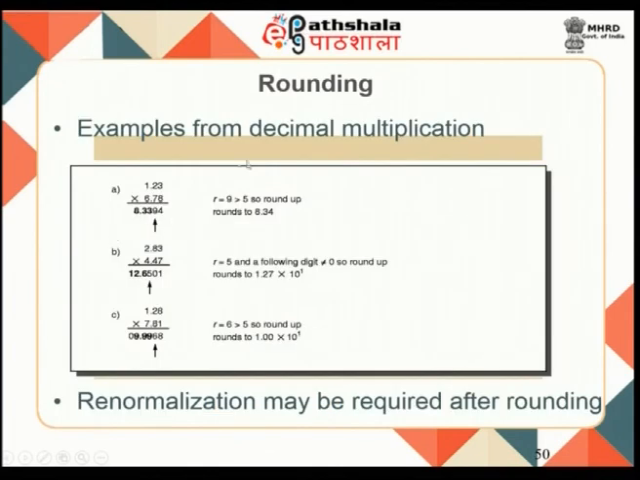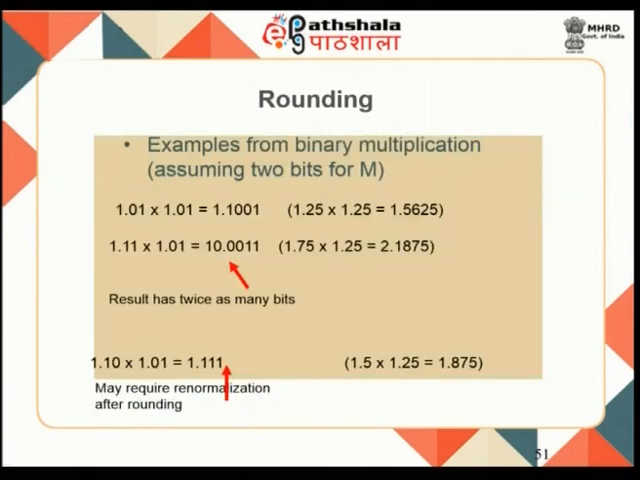So, this is an example from decimal multiplication. When you do a normal rounding off operation, you know how it happens. So this value is rounded off to 3.34. These are examples of rounding operation, and when you do a rounding operation, renormalization may be required after rounding. In the same way, just like normal rounding off, you will have to do rounding off operations in the case of your floating point numbers also.